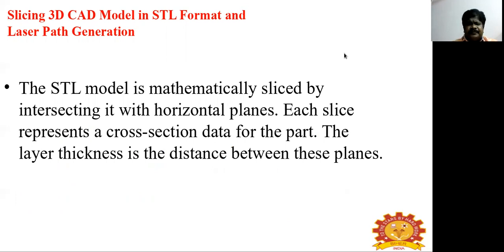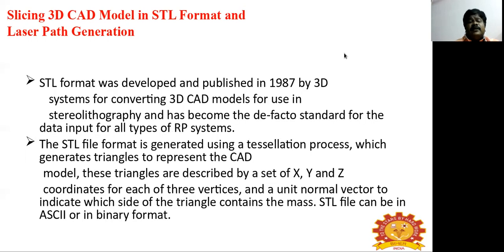The data in the STL file can come from a variety of sources. It can be from a solid CAD model, an airtight surface quilt, MRI (magnetic resonance imaging), X-ray data, laser, or digitizing arm scans. The STL model we can mathematically slice, and the layer thickness is the distance between these planes. The STL format was developed and published in 1987 for converting 3D CAD models for use in stereolithography and as data input for all types of RP systems.